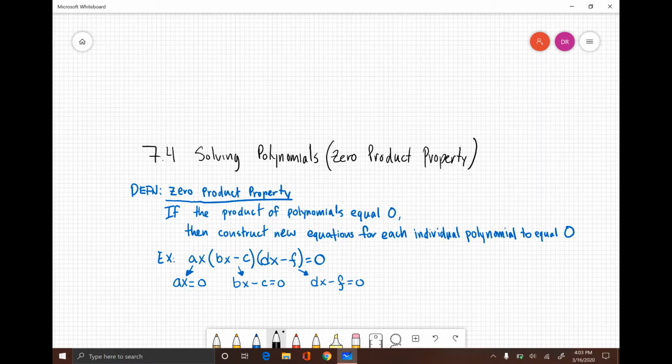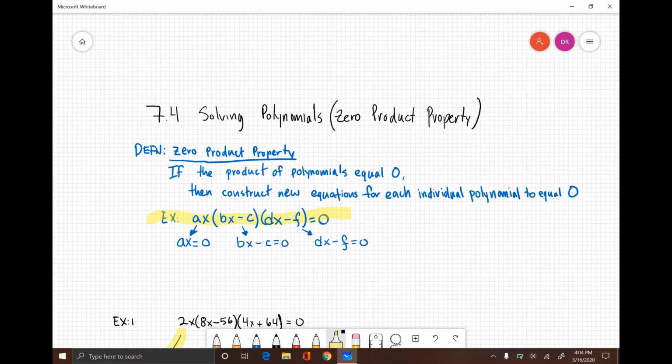If that happens, then you can construct a new equation where the individual polynomials are all equal to zero. It has a bunch of polynomials that are being multiplied together and are equal to zero. When you have that type of situation, you can actually break them apart. You're allowed to break them apart into separate equations and make them all equal to zero. Let me show you an example of a type of problem that has that type of situation.